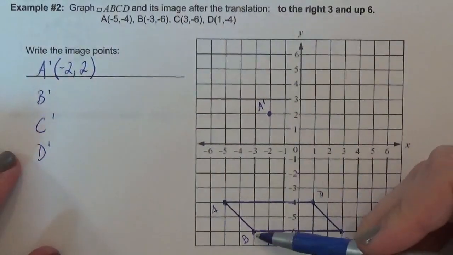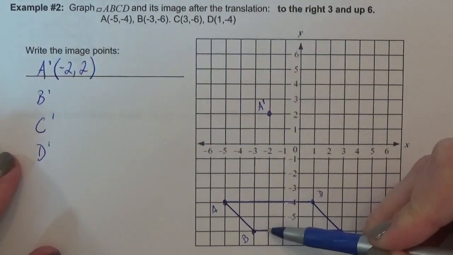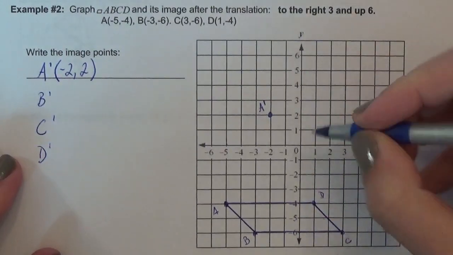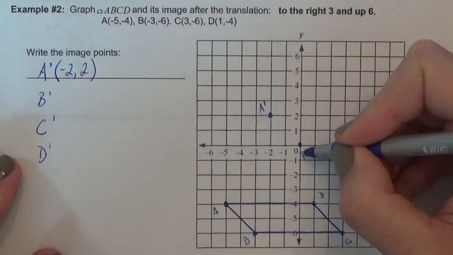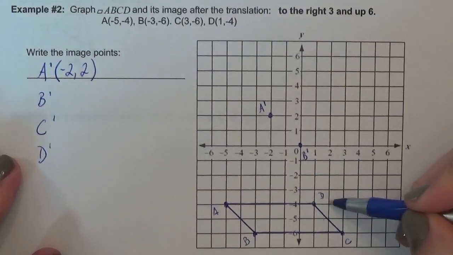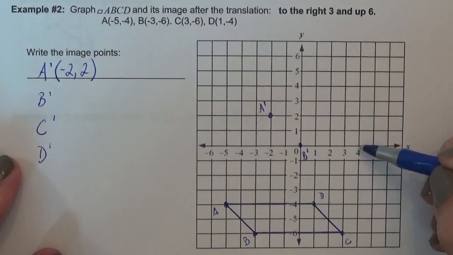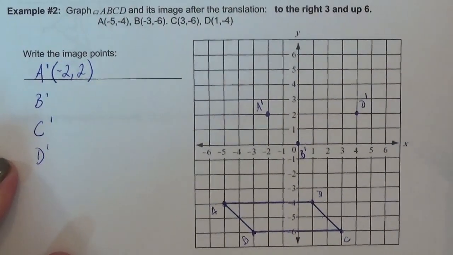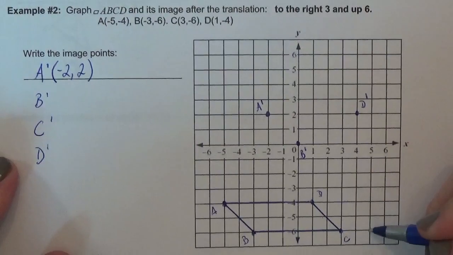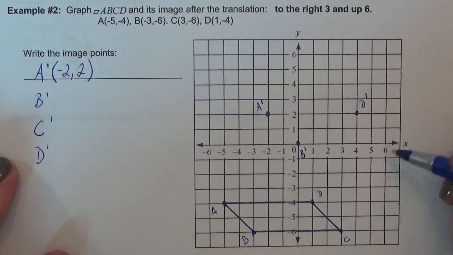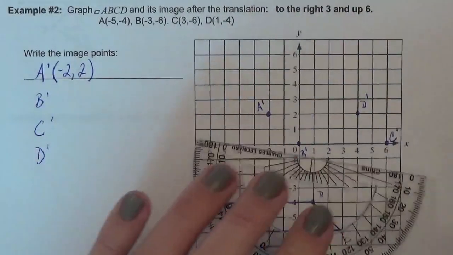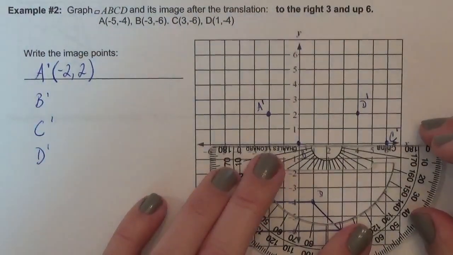All right, B prime, I'm going to the right 3: 1, 2, 3, up 6: 1, 2, 3, 4, 5, 6. Boom. This will be B prime. Then the same for D prime, and C: right 3, up 6. I try to count it out each time in case I made a mistake. Hopefully I would catch it.